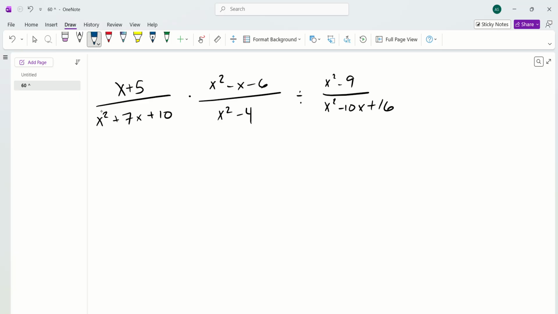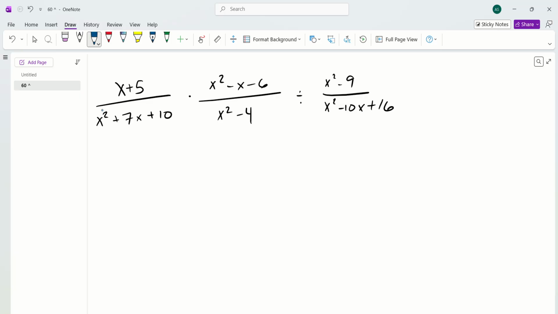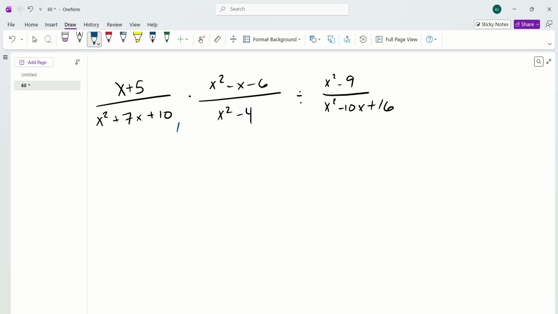Okay, remember, when you're dealing with multiplying and dividing rationals, your superpower is factoring. So if you can factor all of this stuff, then you'll be able to solve these, no big deal. So let's go ahead and start by factoring. This guy I can factor. I'm going to think what multiplies to 10 that adds to 7. That would be 5 and 2. So my two factors are x plus 5 and x plus 2. This right here, I can multiply negative 3 and 2 to get negative 6, and that adds to negative 1. So those are my factors.